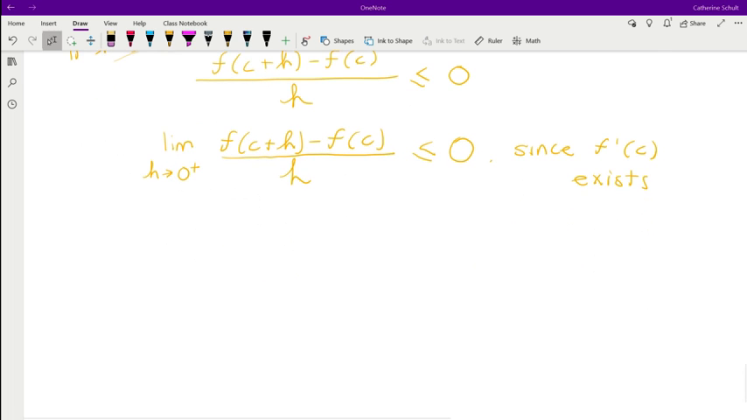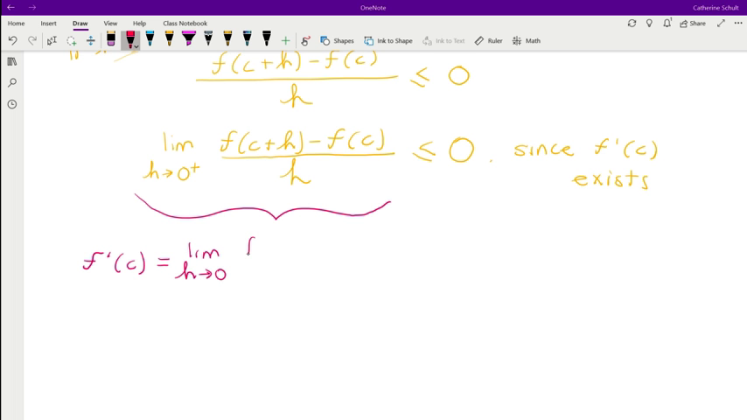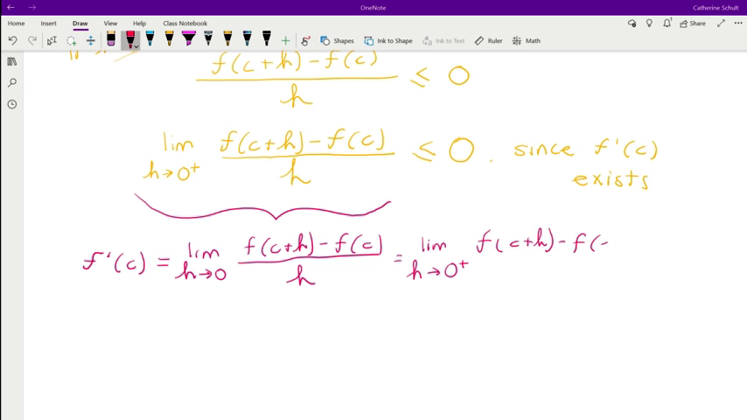And that's exactly what f prime of c is by the limit definition. Well, let me back up. This is the limit of f prime of c, right? And because it exists, the right-hand limit and the left-hand limit are the same. So there's that piece of the puzzle. Okay, and now that is less than or equal to 0. So, putting together what we just discovered, f prime of c is less than or equal to 0.